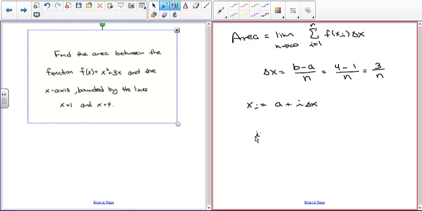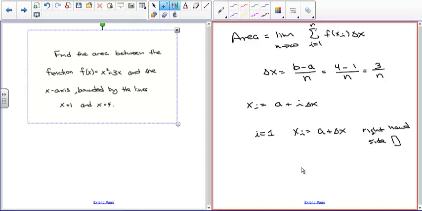So you can see when i equals 1, x sub i is equal to a plus delta x. So it's basically starting at the left-hand limit, but just moving over to the right-hand side of the rectangle. So this is the right-hand side of the rectangle. So here's my rectangle.